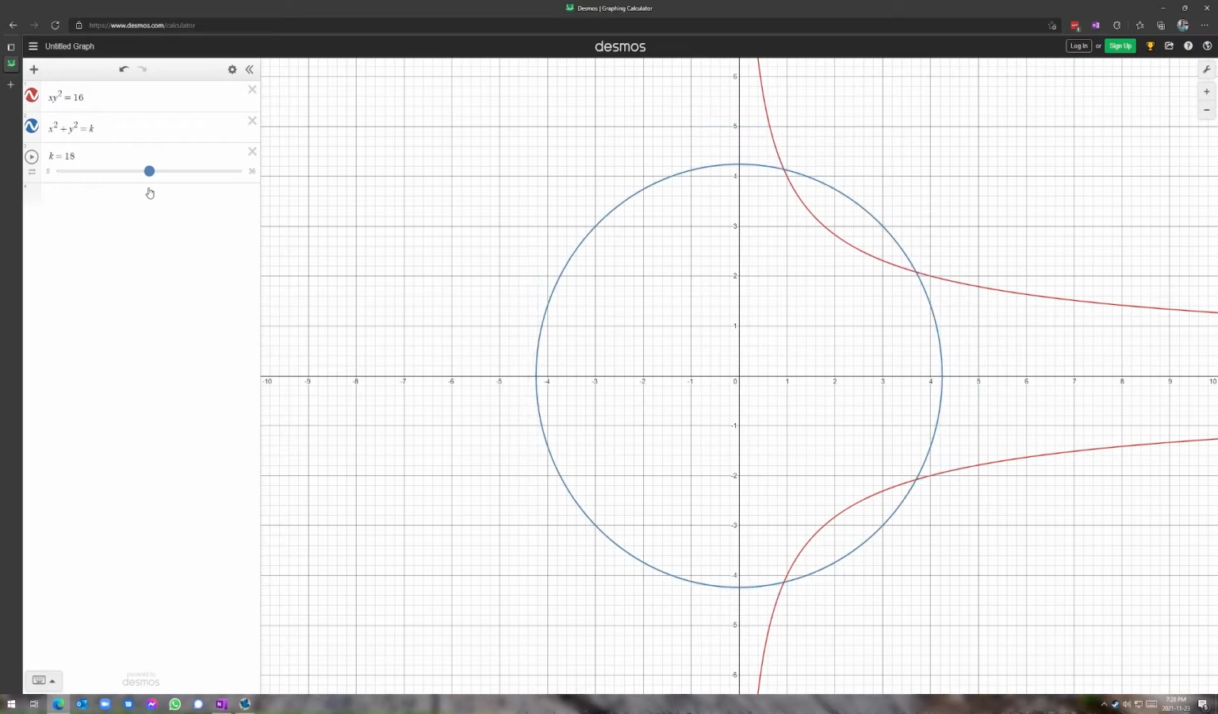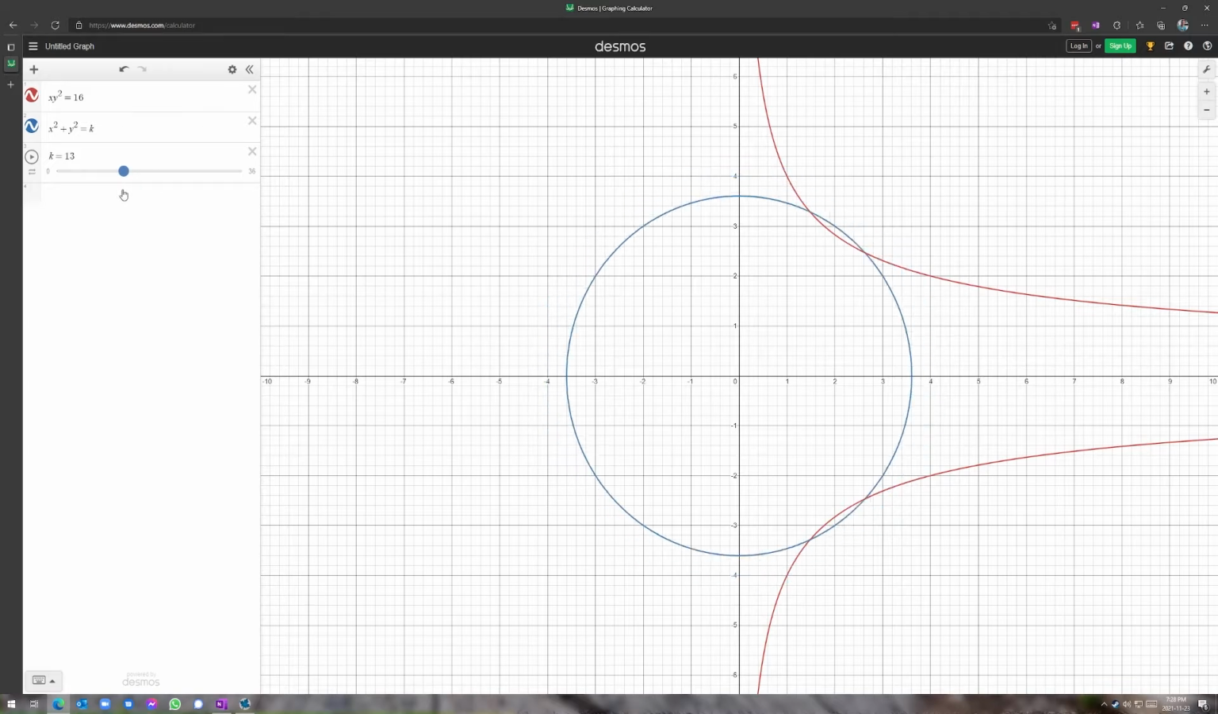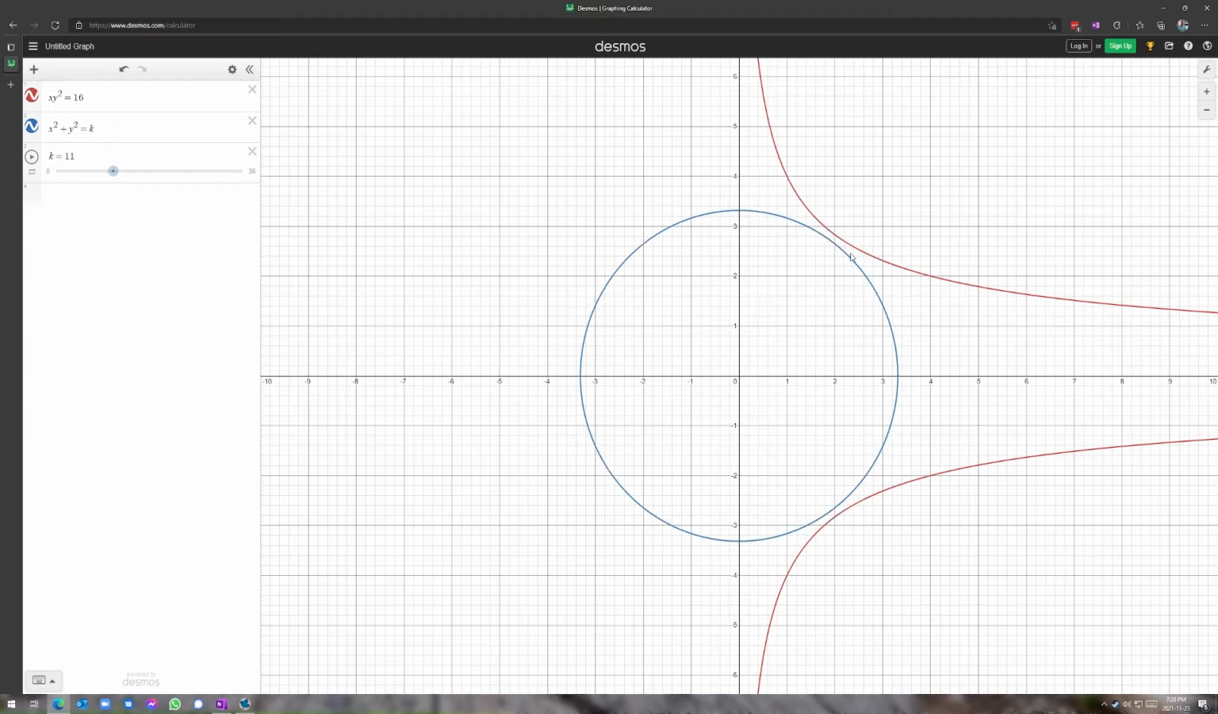We're moving in the direction of the negative gradient of f, until eventually you can see that we get to k equal 12. And if we go beyond that, you can see that our function no longer intersects the constraint, and there are no points on our constraint curve that satisfy our function f of xy equal to 11. So it looks like our minimum must be 12, and we can see that there are really only 2 points that give us that minimum value.